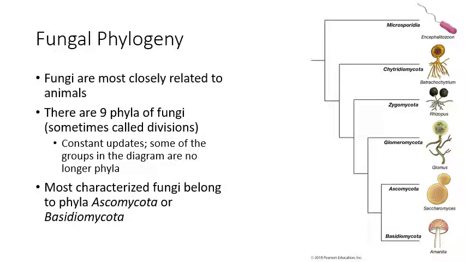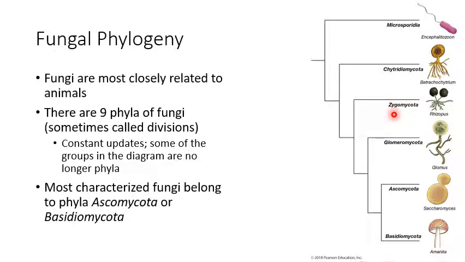The taxonomy and the phylogeny for the fungi is constantly being changed and updated. The 6 phyla that you have in this diagram on the side here are the 6 phyla that we're going to talk about today, but actually one of these, the Zygomycota, is not a phylum anymore. It got split up into 2 different phyla.